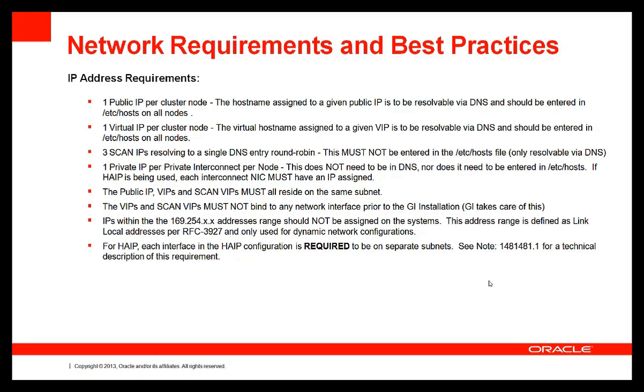We require 1 private IP per interconnect per node. This does not need to be registered in DNS, nor does it need to be entered in /etc/hosts. If HAIP is being used, each interconnect NIC must have an IP assigned. The public IP, virtual IPs, and SCAN VIPs must all reside on the same subnet.